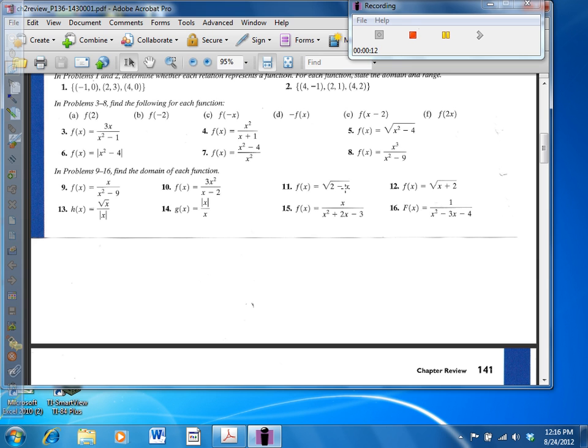Did we do this one? Did we have to do this one? 11? So x has got to be less than 2 minus x. Let's do that. Should we do that one?